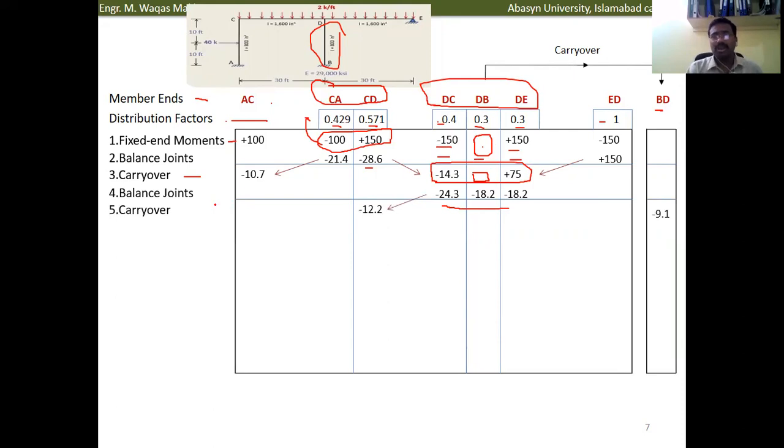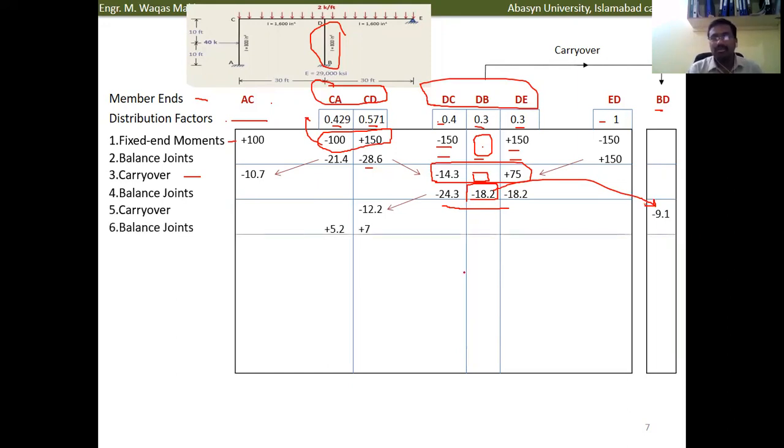After this, we are going to find out the values of the carryover moments. But remember, we have a balanced moment at joint B, which is 18.1. That is going to transfer towards member D to B, and half of that will come as minus 9.1, which is going to transfer towards the joint B to D.